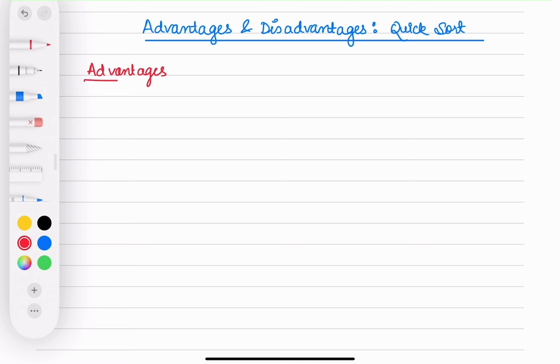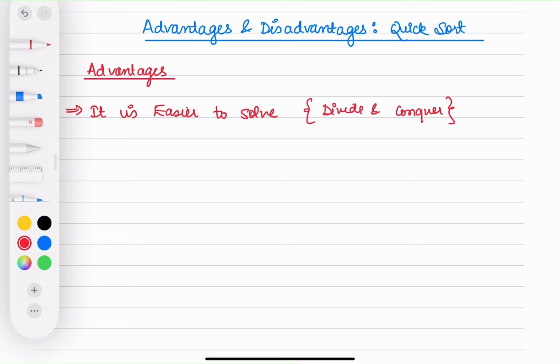The very first advantage is that it is easier to solve. Why is it easier to solve? Because it uses a divide and conquer approach, which makes this algorithm easier to solve. Correct? Then what is the next point we can write?